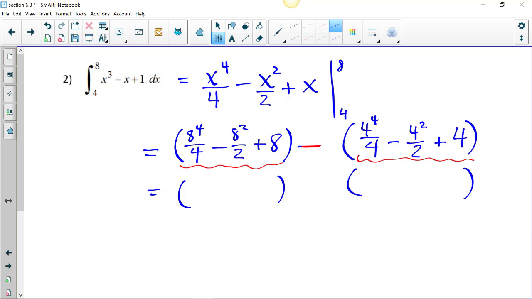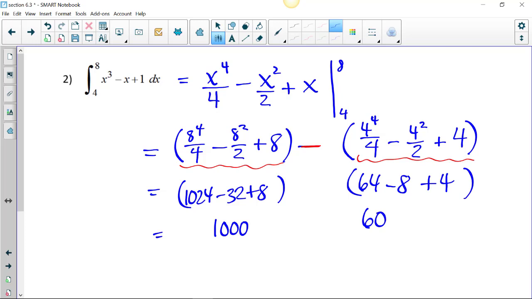Okay, so this should become 1024 minus 32 plus 8, which simplifies to 1000. Okay, over here, this is 64 minus 8 plus 4, which should simplify down to 60. Now I can subtract. 1000 minus 60 would be 940. So my definite integral evaluates out to be 940.